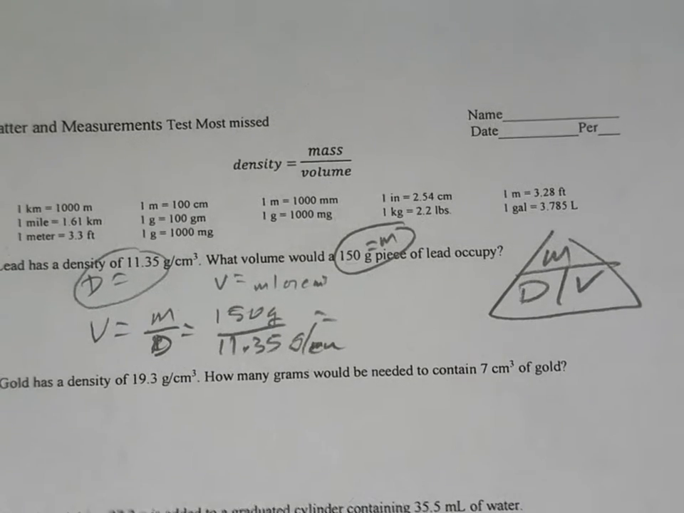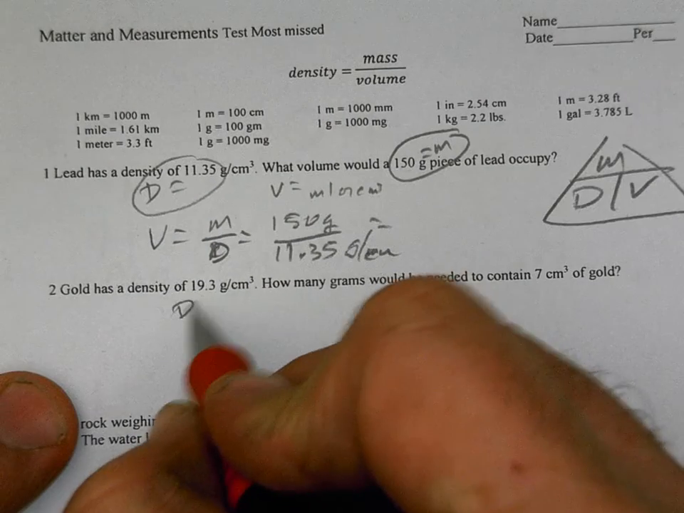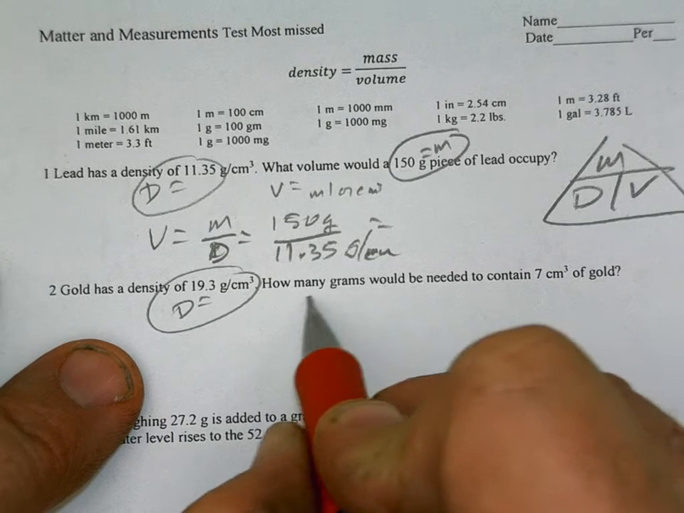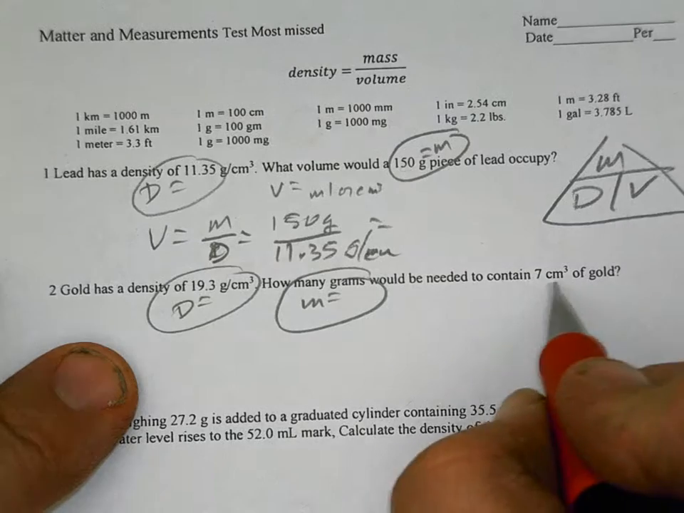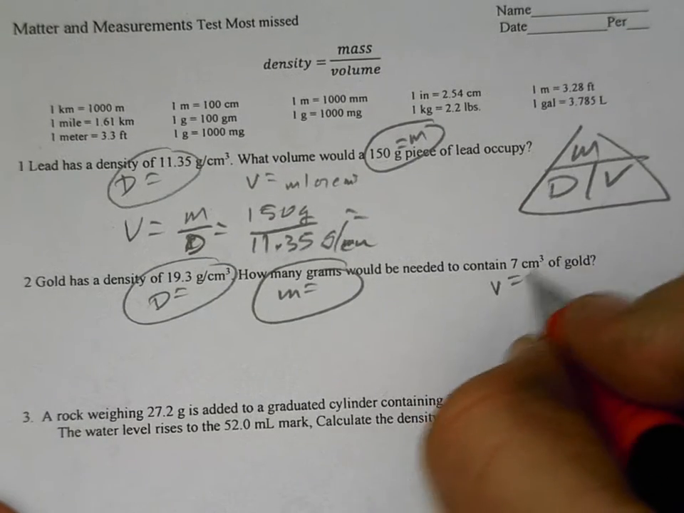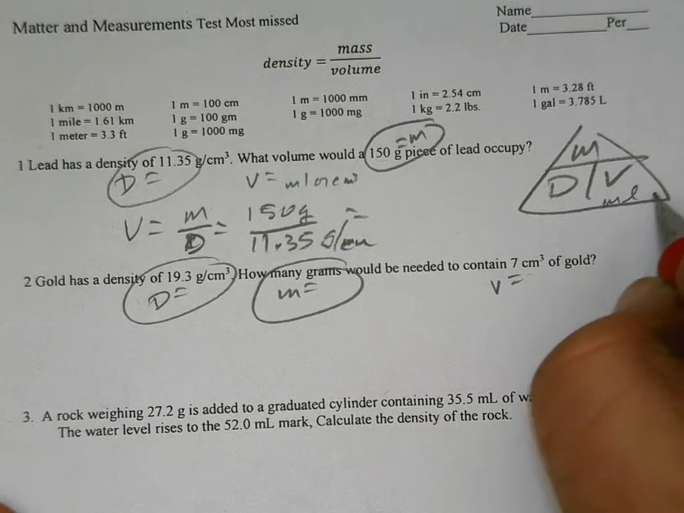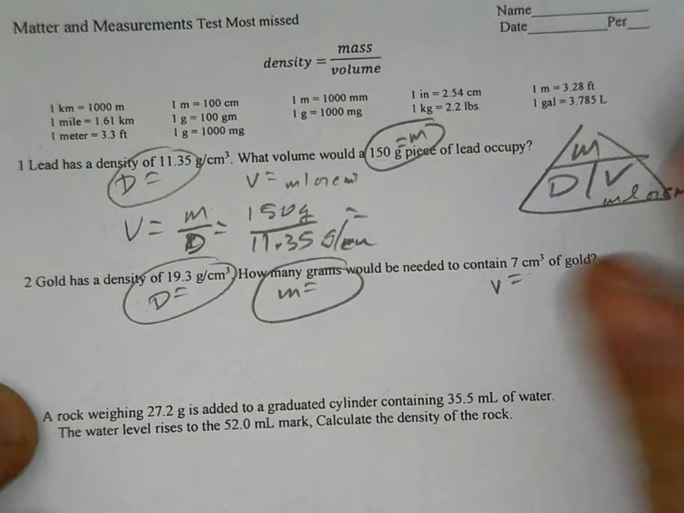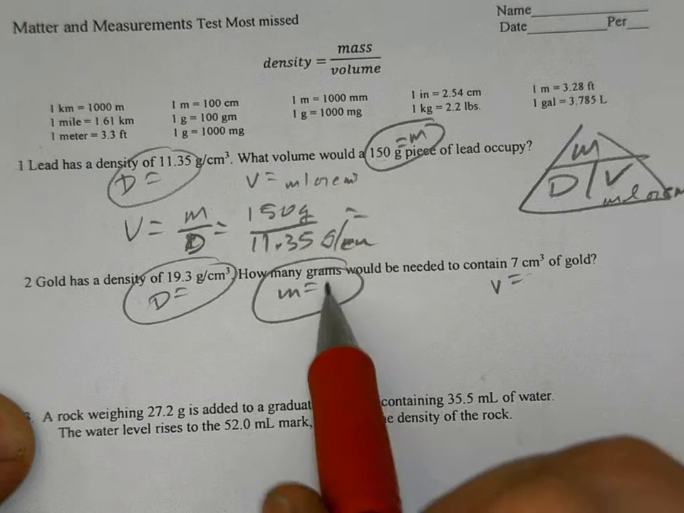Gold has this for number 2. It's telling you this is the density, and on your papers you need to annotate that. How many grams? Grams is mass, so we're trying to find mass, and it tells us we have 7 cubic centimeters. That's volume. If you don't know, a cubic centimeter is a volume, like milliliters or centimeters cubed. Maybe have that on your summary page. We're looking for mass this time.